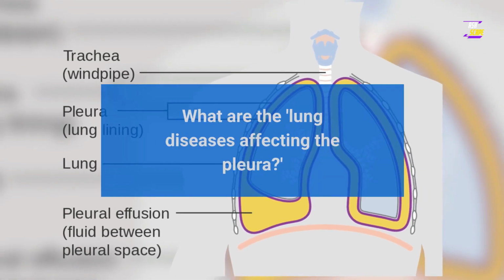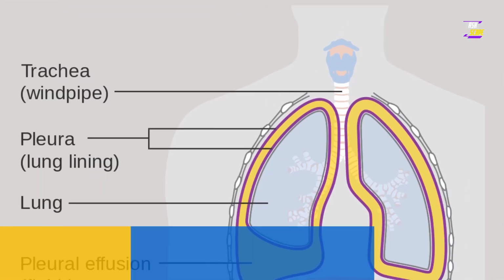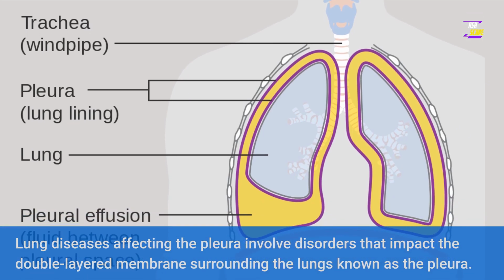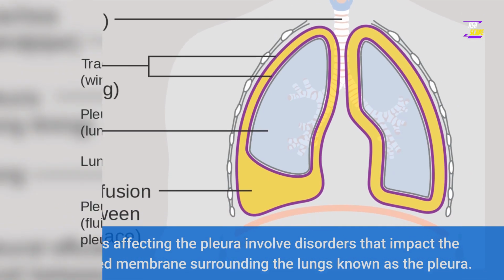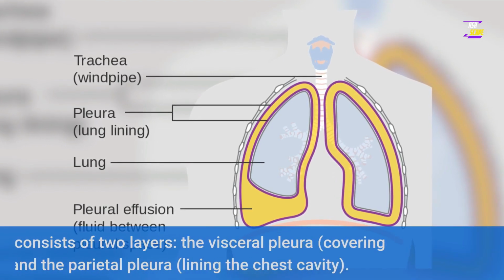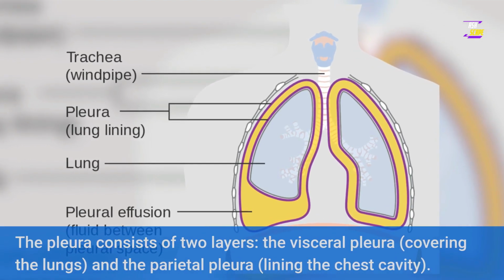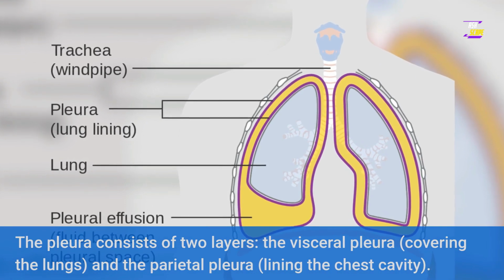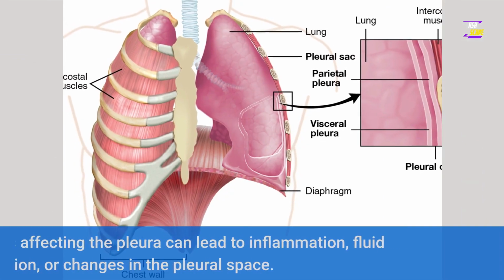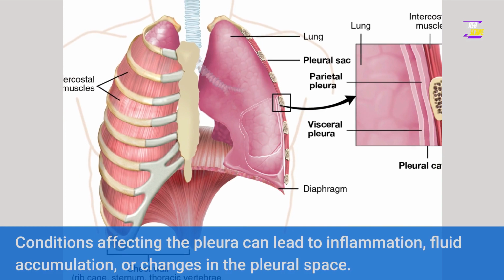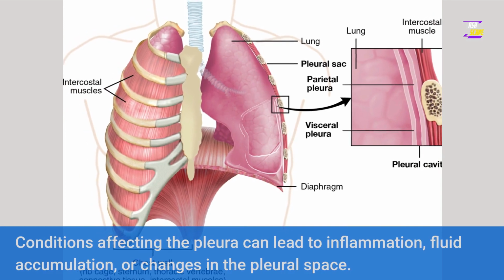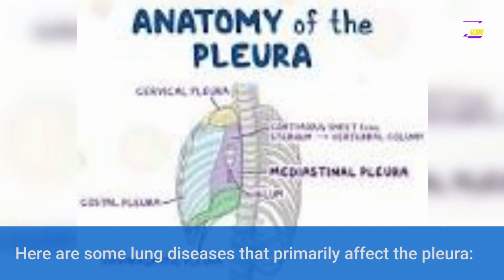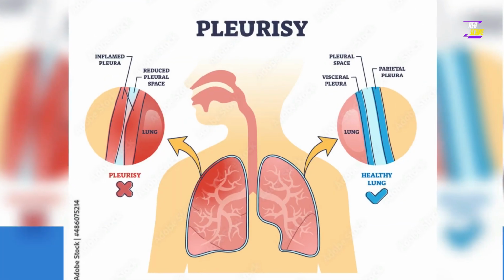What are the lung diseases affecting the pleura? Lung diseases affecting the pleura involve disorders that impact the double-layered membrane surrounding the lungs known as the pleura. The pleura consists of two layers, the visceral pleura, covering the lungs, and the parietal pleura, lining the chest cavity. Conditions affecting the pleura can lead to inflammation, fluid accumulation, or changes in the pleural space. Here are some lung diseases that primarily affect the pleura.